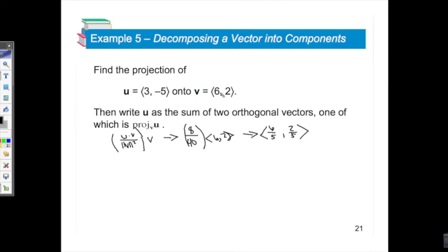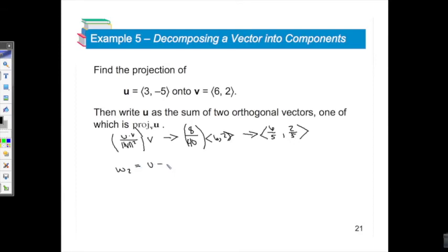Now, there's more to this. I don't want to just find the projection. I also want to write u, the original vector, as the sum of two orthogonal vectors. Now, what I said before was that finding this first projection is one of the orthogonal vectors.